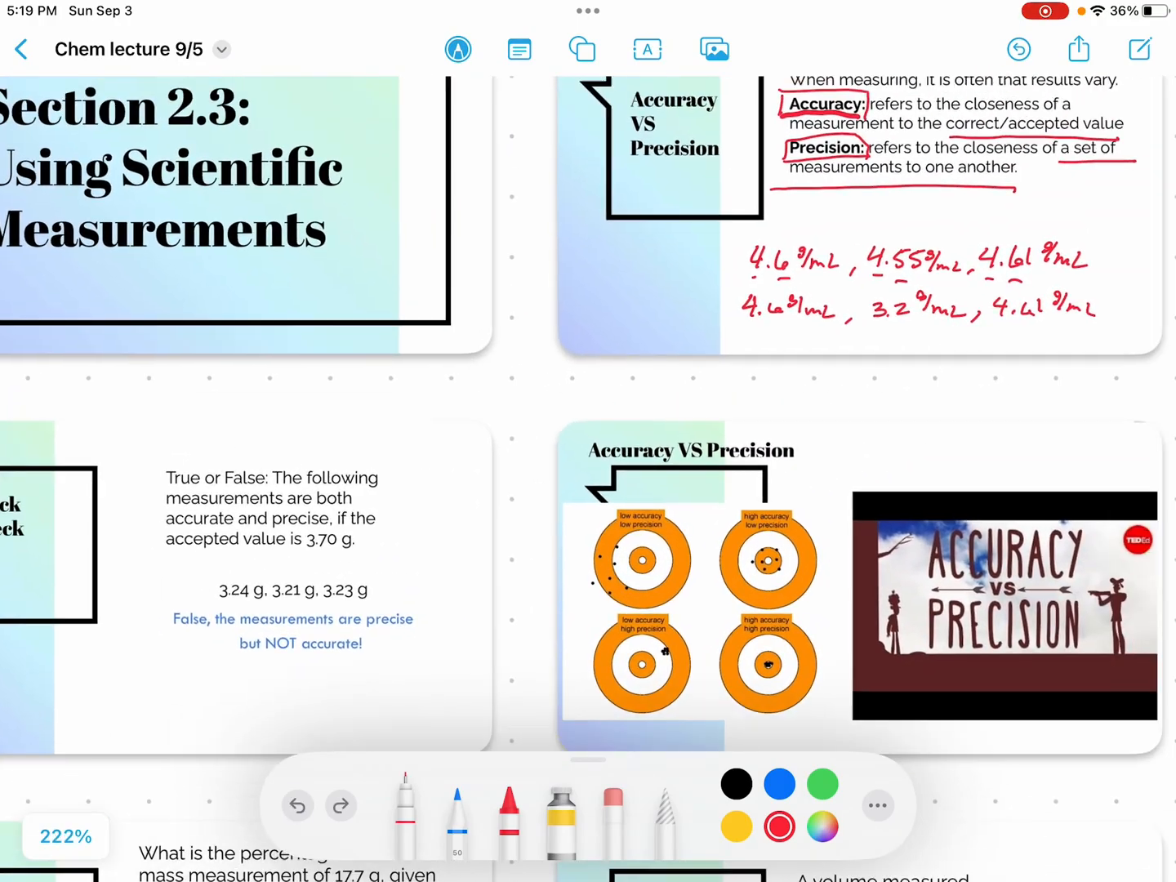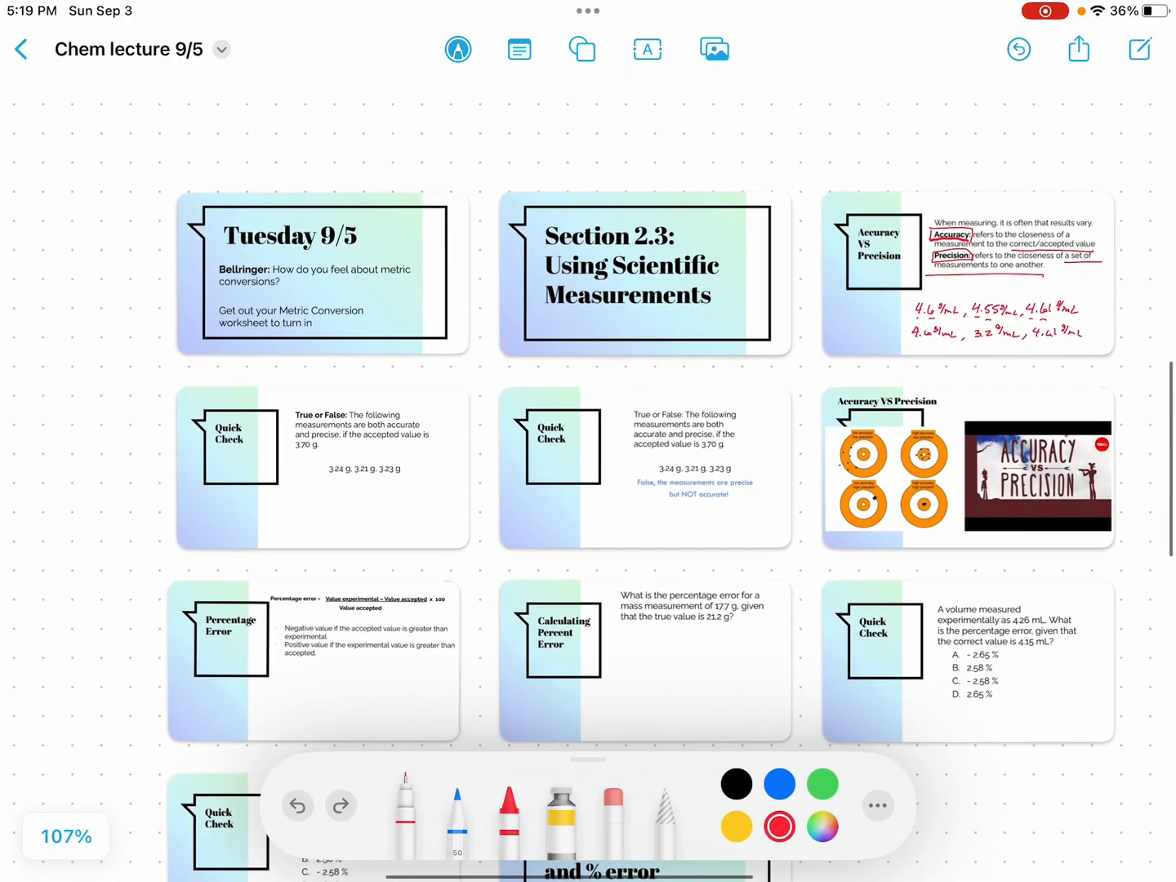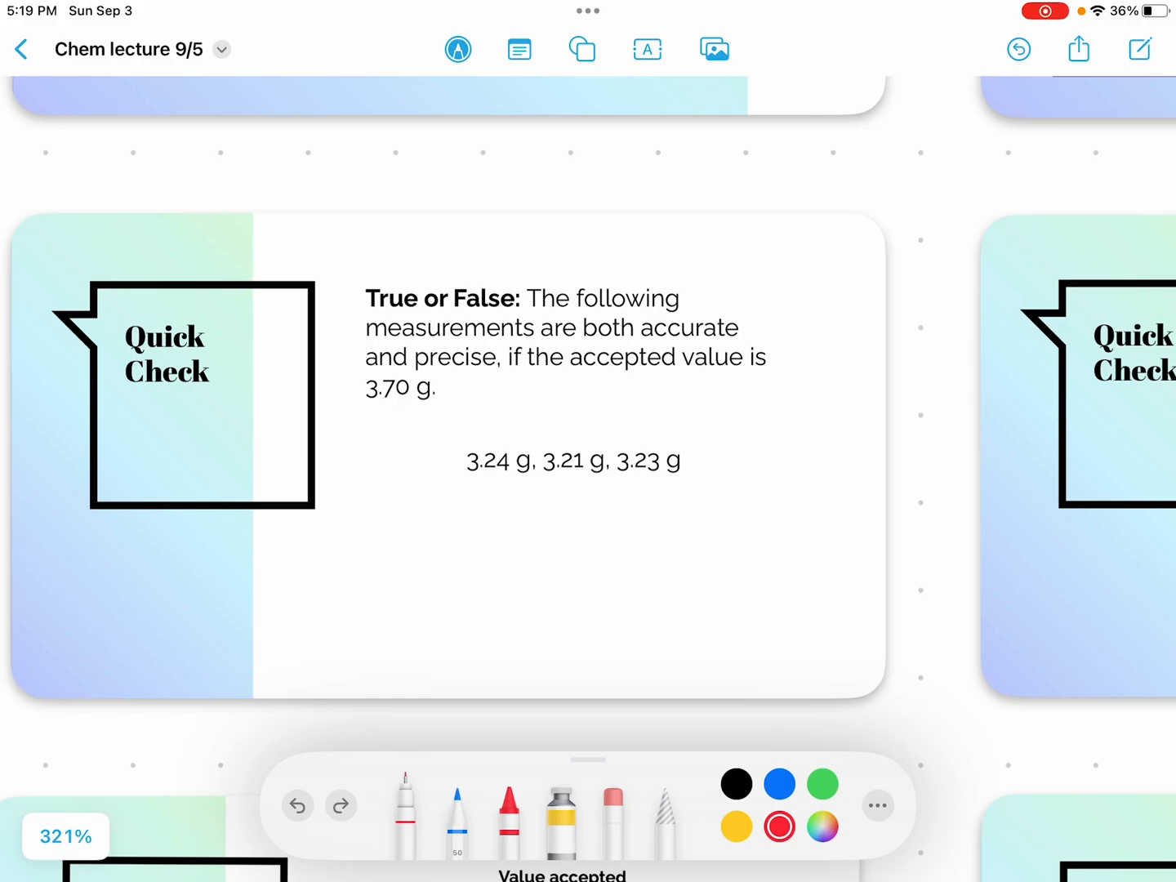True or false? The following measurements are both accurate and precise if the accepted value is 3.70 grams. Okay, so we have to decide, is this accurate and precise? So we look and we said our actual given value is 3.70 grams. So that means for it to be accurate, all of our measurements need to be close to this number. For them to be precise, they all need to be close to each other.